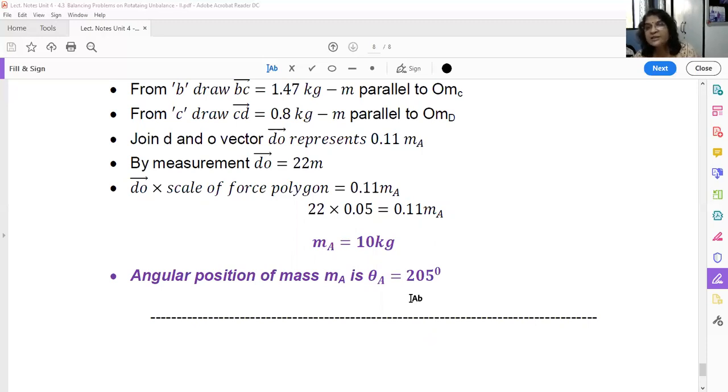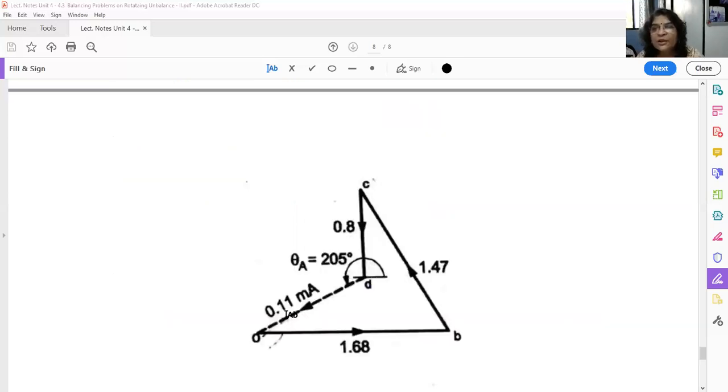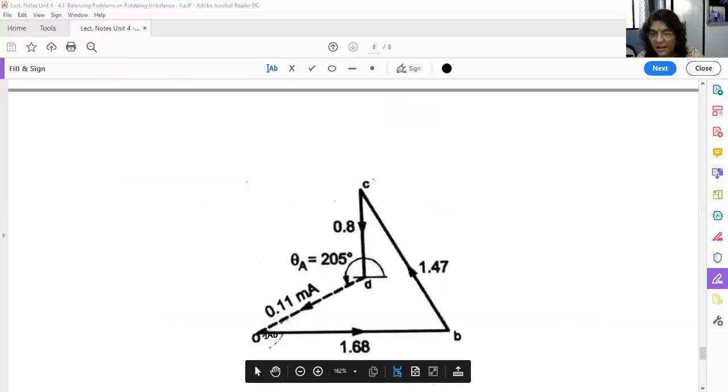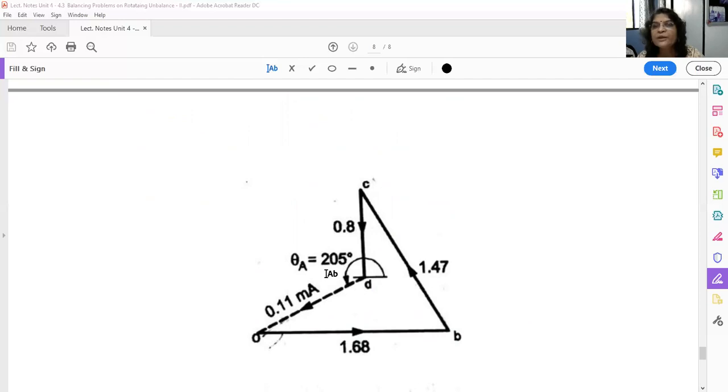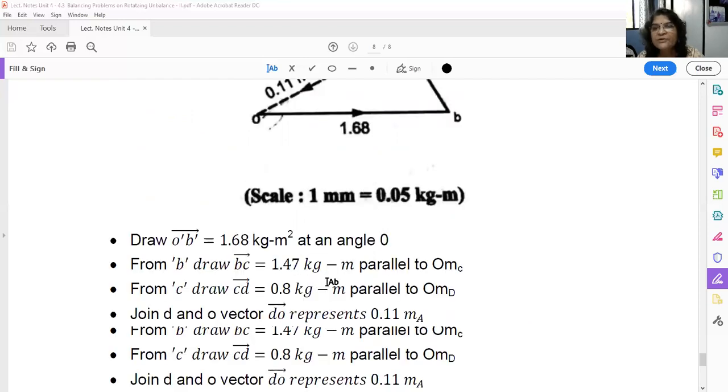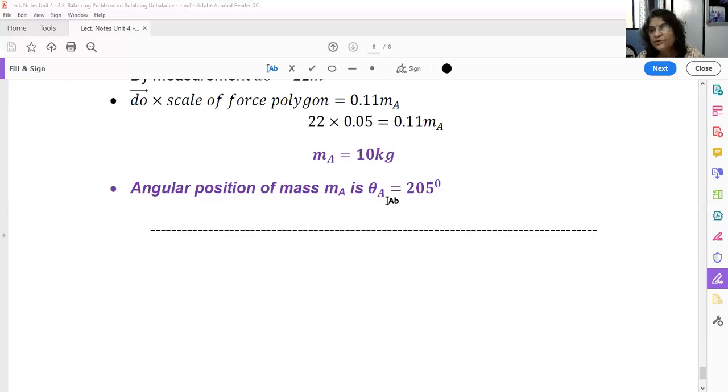How to get this direction? 205 degree, theta A. See, this is your unknown vector, no? So this is the start of the vector, end of the vector. So at the start of the vector, draw a horizontal line, measure the angle, that will give you 205 degree. So this is your answer, that is theta A is 205 degree.